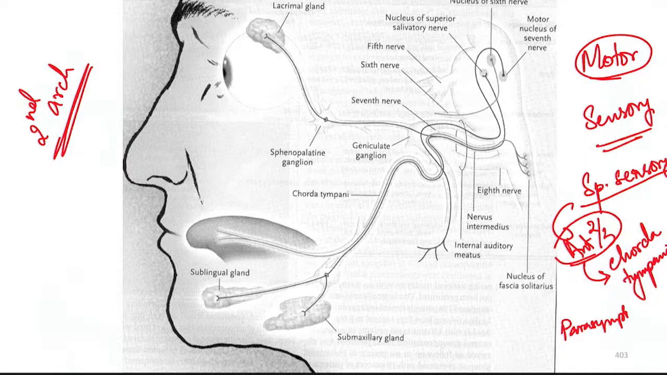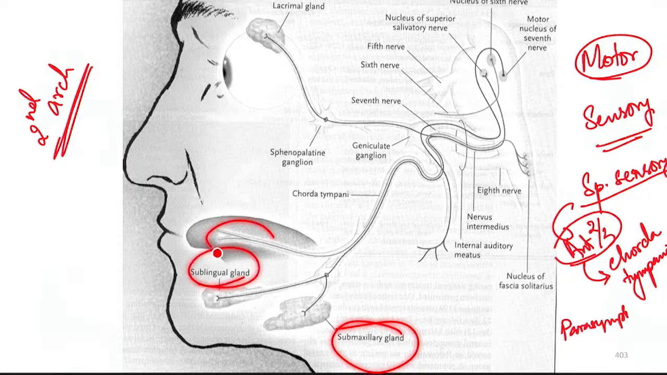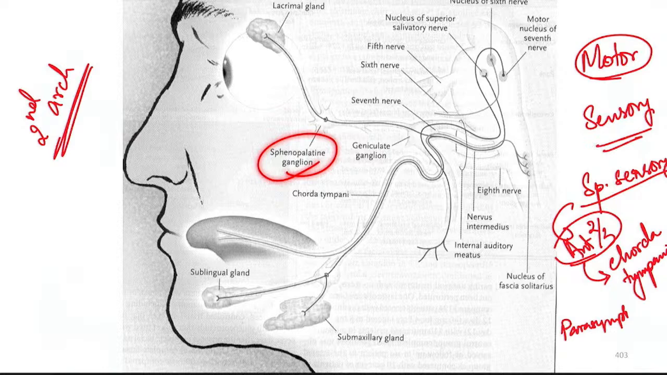It also gives off the greater petrosal nerve and chorda tympani. Chorda tympani reaches or innervates the submandibular, sublingual glands, and the anterior two-thirds of the tongue. Then the sphenopalatine ganglion supplies the lacrimal gland, and we have the nerve to stapedius and the greater petrosal nerve, the last two nerves arising from the facial nerve.